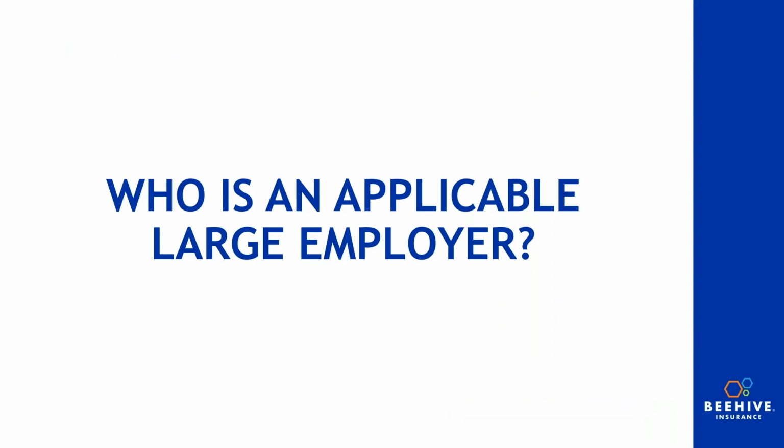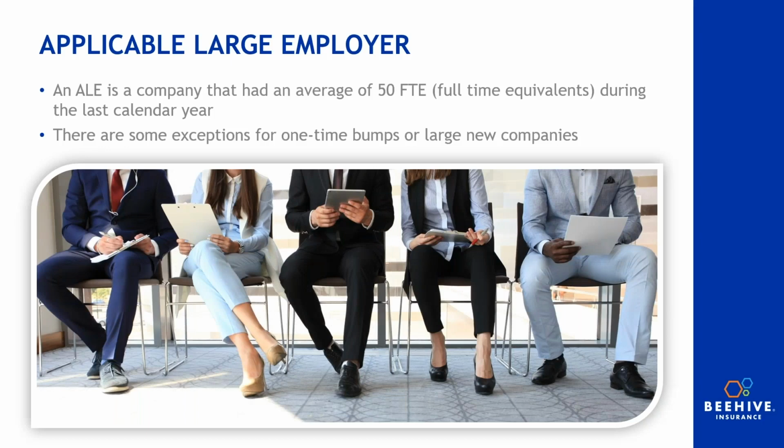So let's go with our first question of who is an applicable large employer, because we know that applicable large employers have to comply. Simply, an applicable large employer is a company that had an average of 50 full-time equivalents during the last calendar year. Now keep in mind there are some exceptions for one-time bumps for large new companies.